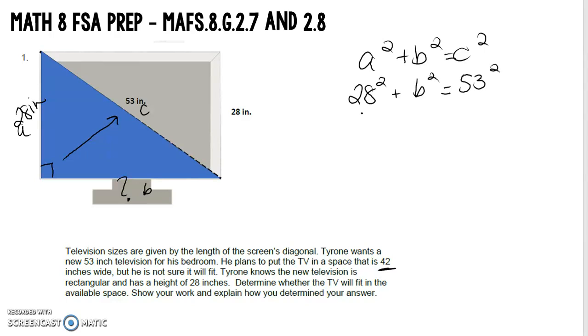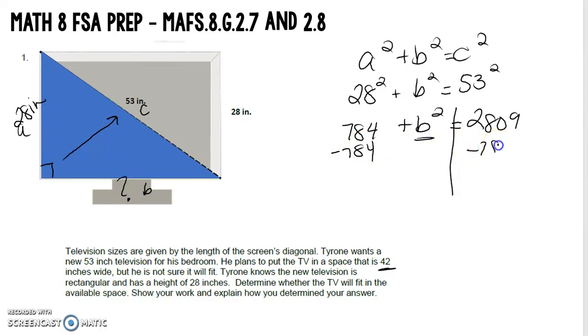So if we go ahead and solve this, 28 squared is 784 plus B squared equals 53 squared, which is 2,809. What you'll notice in this problem is that I need to solve for B. So because the 784 is on the left, to collect my like terms, I need to subtract it from both sides.